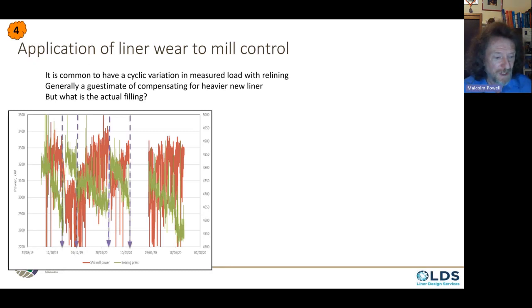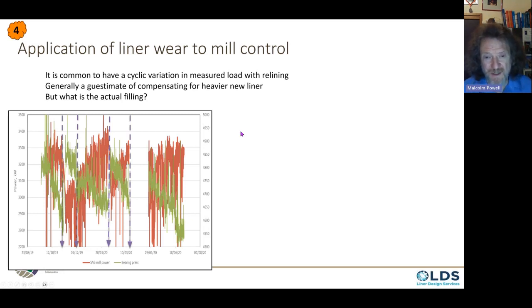Another variation we have in milling that's cyclic is between liner changes. Here's a major reline, a small reline, a major reline. And look what happens. During a reline, the bearing pressure should go down because the liner is getting lighter, but the power's going up. It goes up by 500 kilowatts, or 450 kilowatts on 3,000, so 15% over the life. And they say, well, that's it, the liner has to run in.